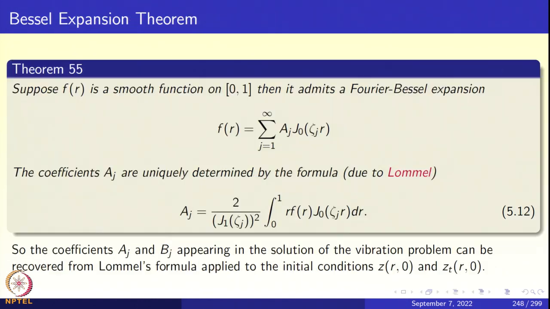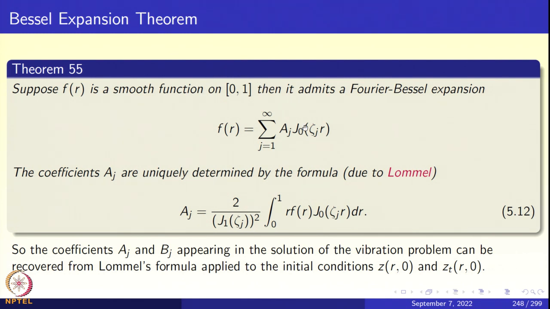So observe that in this particular expansion, you have J_0(zeta_1 r), J_0(zeta_2 r), J_0(zeta_3 r). So we have an infinite set of functions. These Bessel functions, remember that the Bessel function is an entire function. J_0 is an entire function and zeta_j is a fixed number. And so J_0(zeta_j r) is a nice function on the closed interval [0, 1].